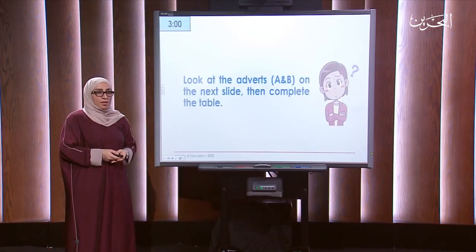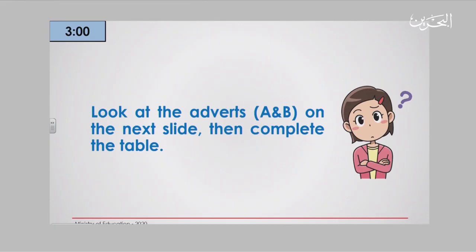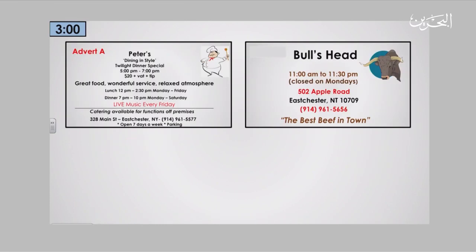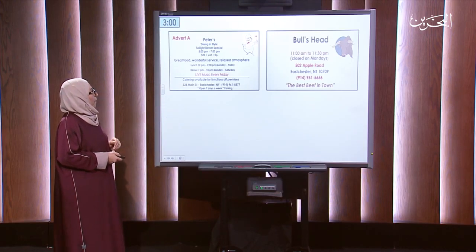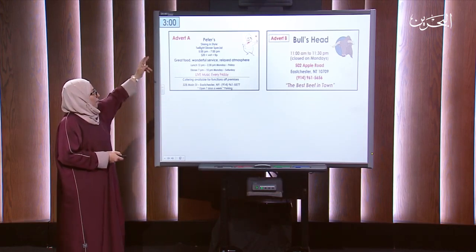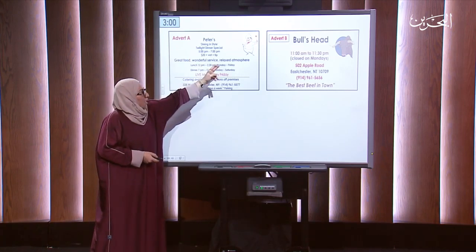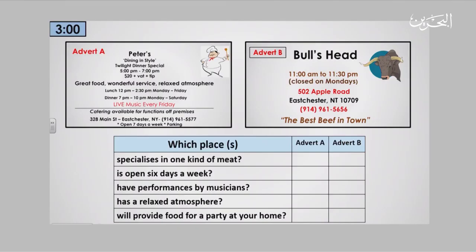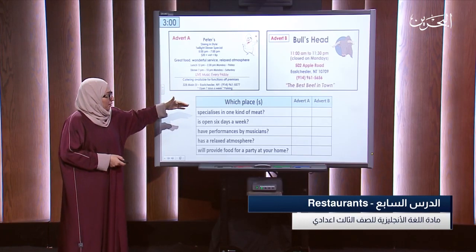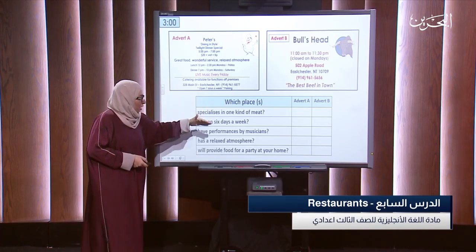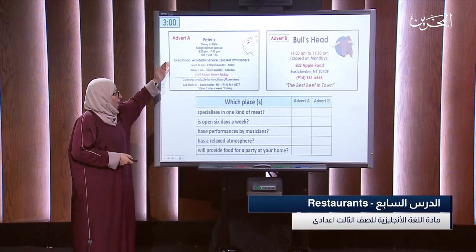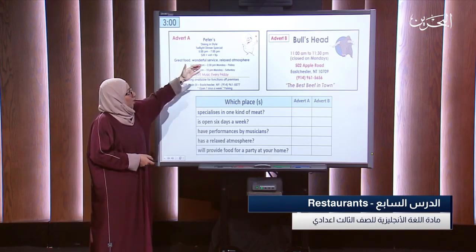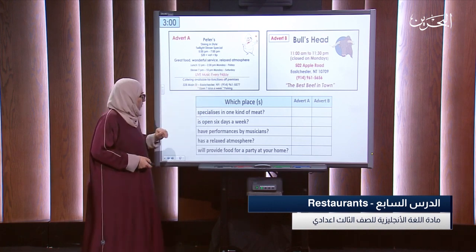Task 1. Look at the adverts A and B on the next slide, then complete the table. Here you have two adverts, advert A and advert B. Now, as you can see, you have a table here. We will go through them to find out which place has, for example, these items. Advert A, the place is Peter's; advert B, the restaurant is Bull's Head.